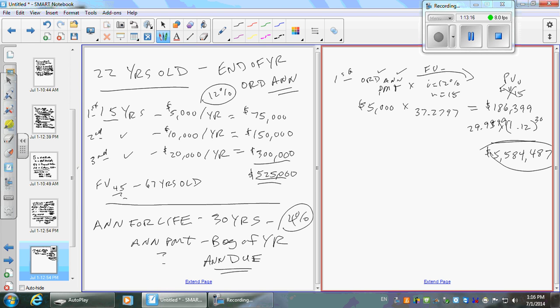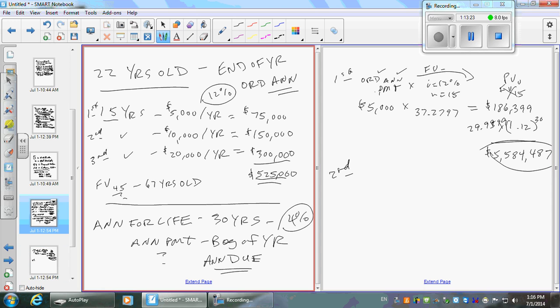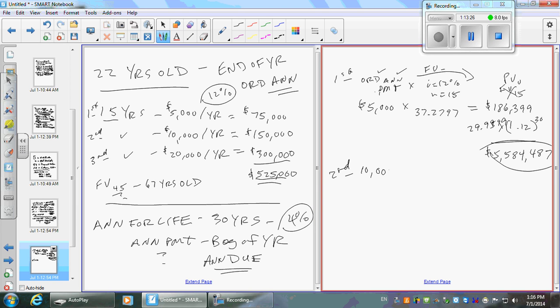Okay, let's do the second one. What would you do? It's another ordinary annuity payment, right guys? They're all ordinary annuity payments. Now it's 10 grand. It's 12%, n is 15. What's the factor? It's the same one, 37.2797. Hopefully I won't make the periods exactly the same. It'd be pretty easy if I did, wouldn't it?